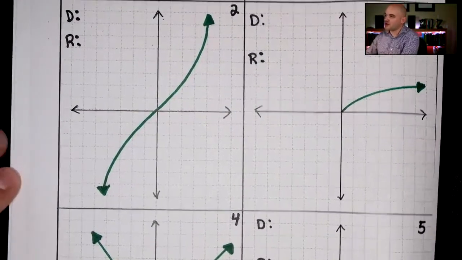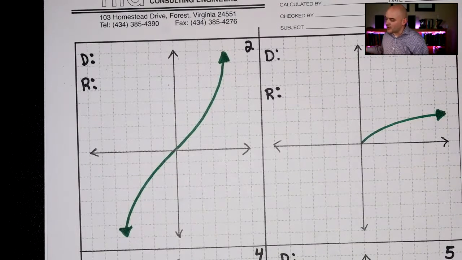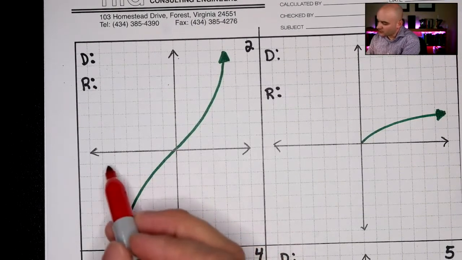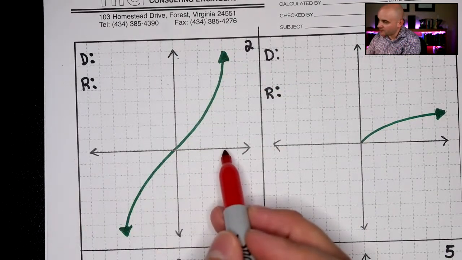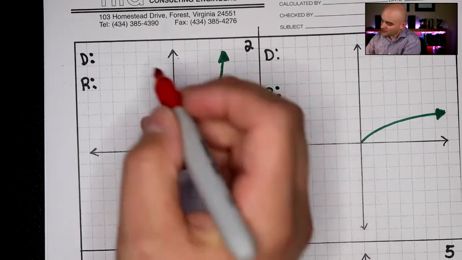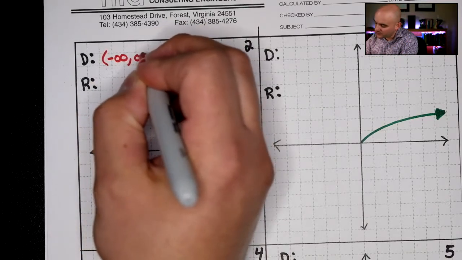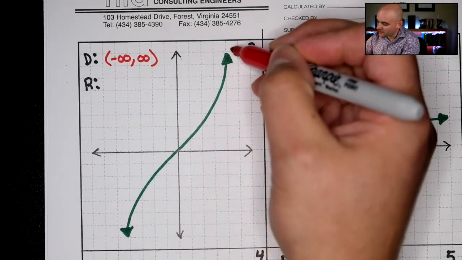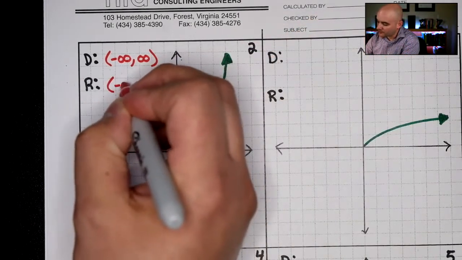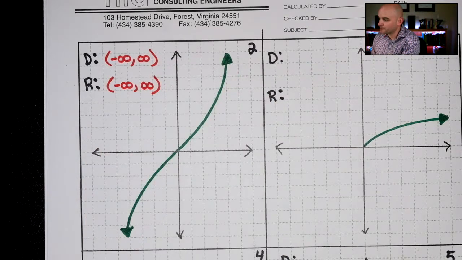Let's look at number 2 here, our second example. So for this one, starting off with domain, this is the same thing as x cubed, by the way. This goes from negative infinity to infinity. And that's our domain. We're going to go negative infinity to infinity. And the range also goes from negative infinity to infinity. So our possible y values are all real numbers as well.